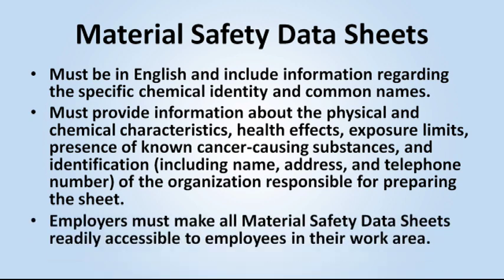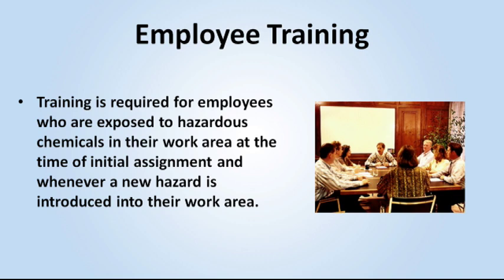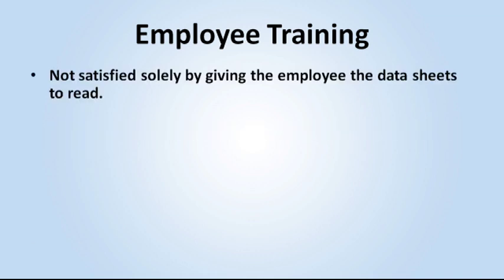Employers must make all material safety data sheets readily accessible to employees in their work area. Training is required for employees who are exposed to hazardous chemicals in their work area at the time of initial assignment and whenever a new hazard is introduced into their work area. Training is not satisfied solely by giving the employee the data sheets to read.